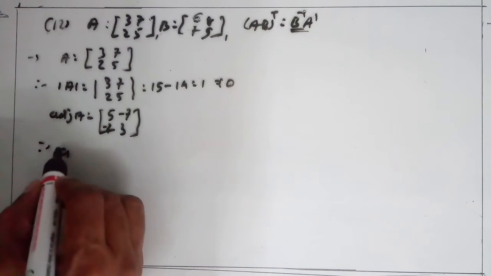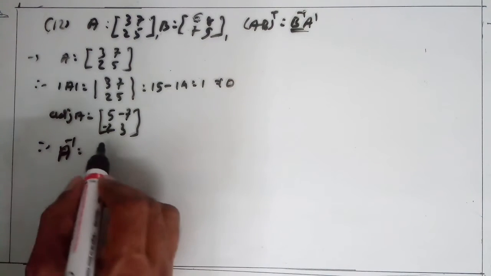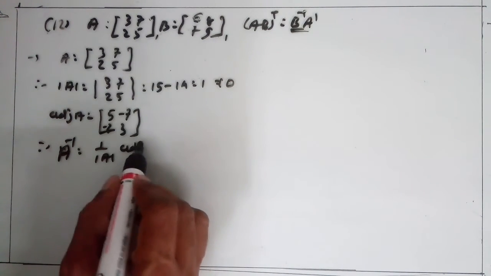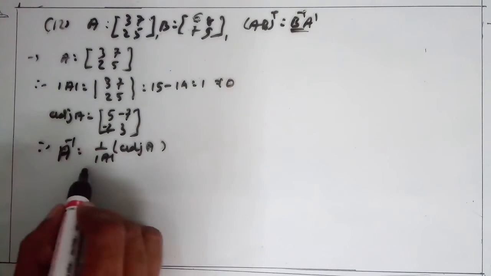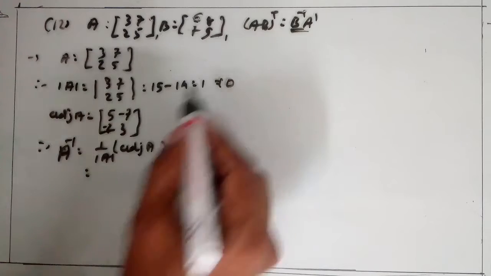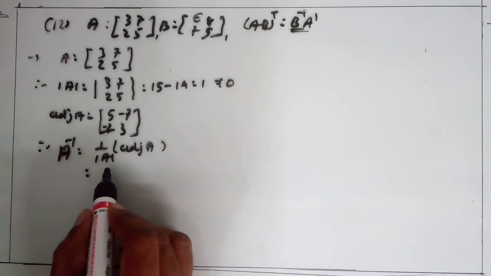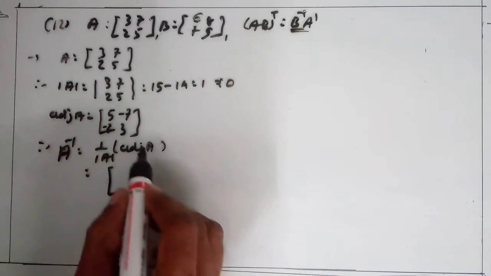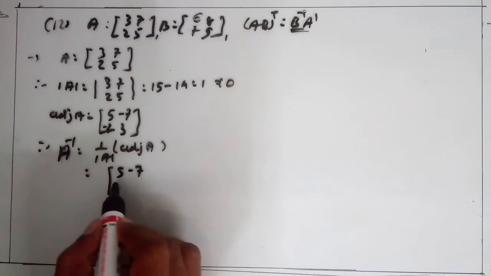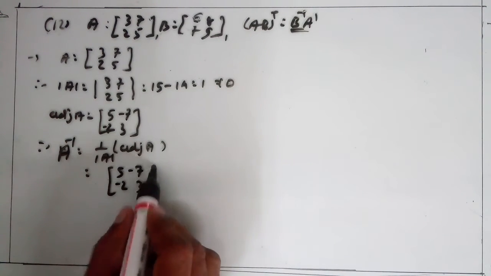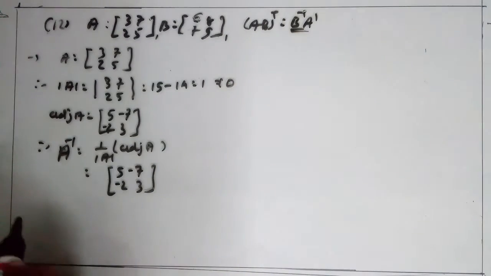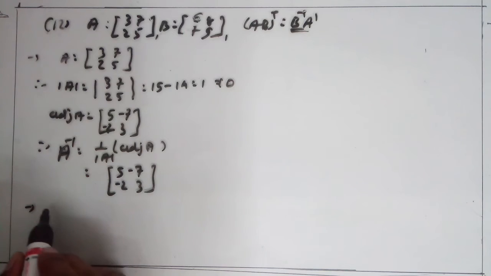Therefore, A inverse is equal to 1 upon determinant of A into adjoint of A. We know from this formula to find A inverse. The determinant of A is equal to 1. So 1 upon 1, that is 1, into the adjoint of A is equal to 5, minus 7, minus 2, 3. Clear? Similarly, find the B inverse.